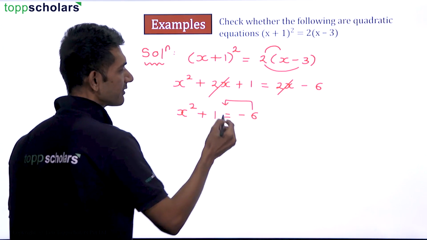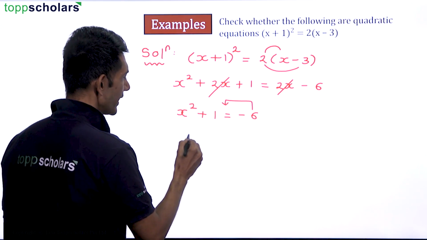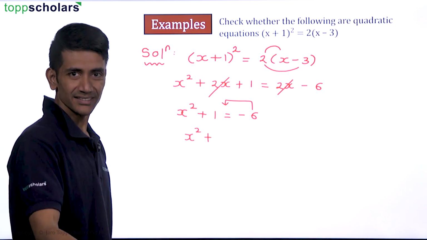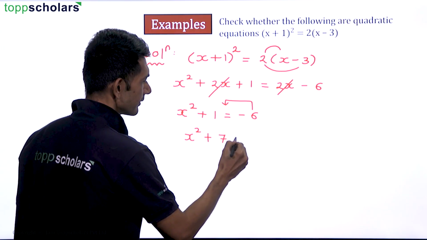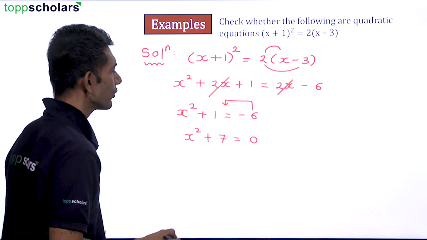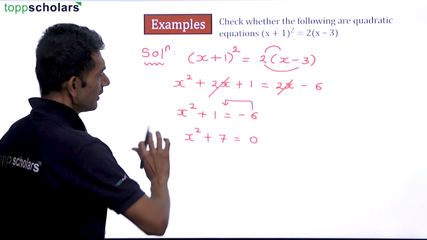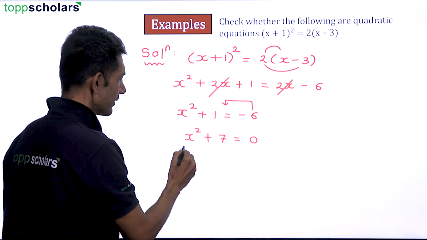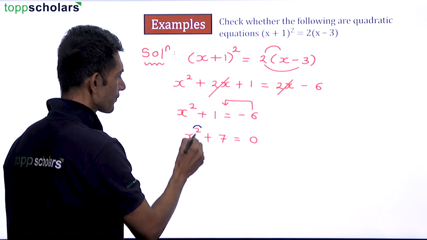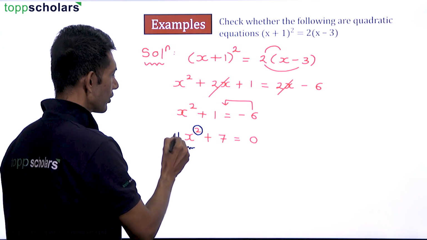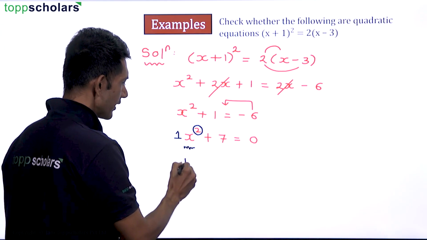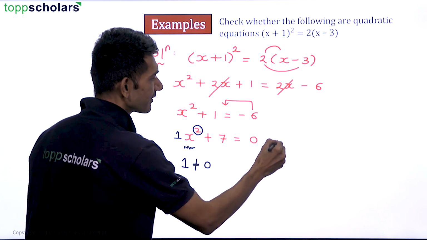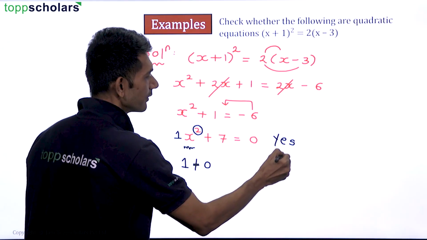Now transpose minus 6 to the left hand side, you get x square plus 1 plus 6, that is 7. So x square plus 7 is equal to 0. Now tell me one thing, this is the equation that we are getting. What is the power of x? Can I say the power of x is 2? Can I say here the coefficient of x square 1 is not equal to 0? So definitely we can say that yes, this is a quadratic equation.